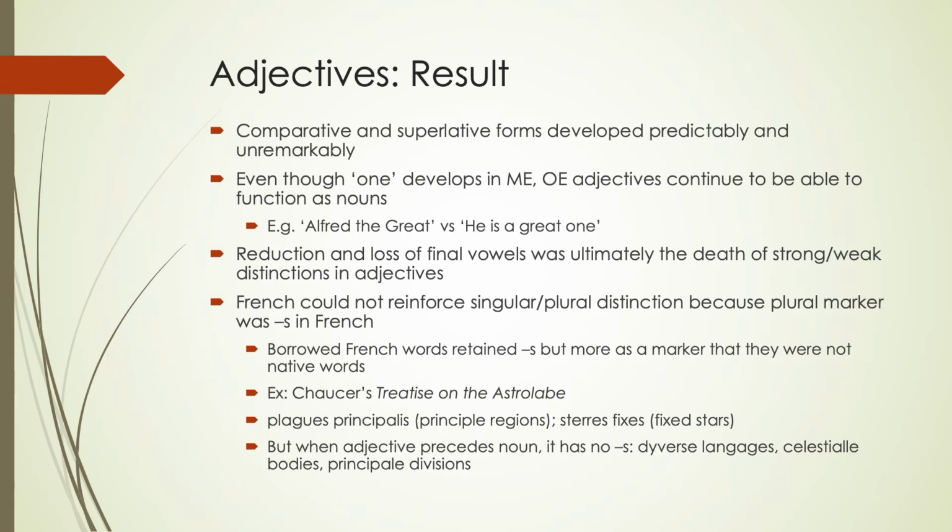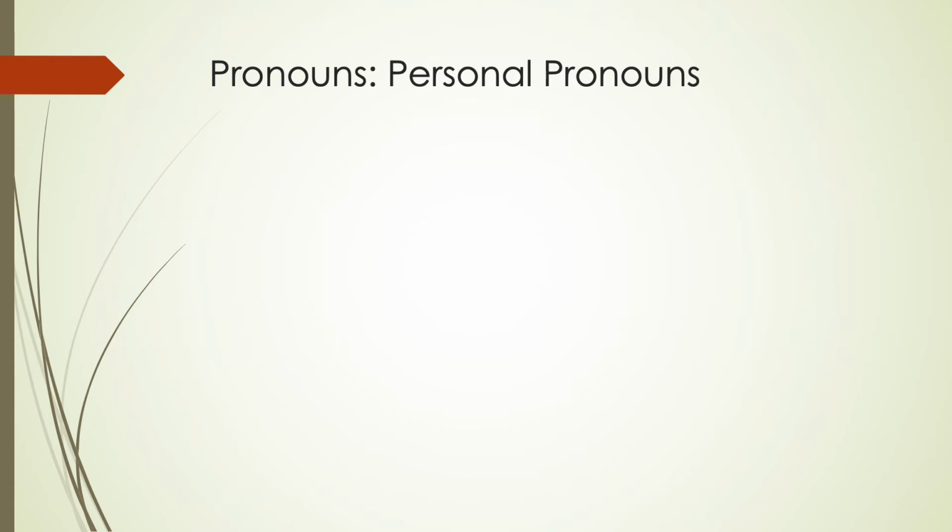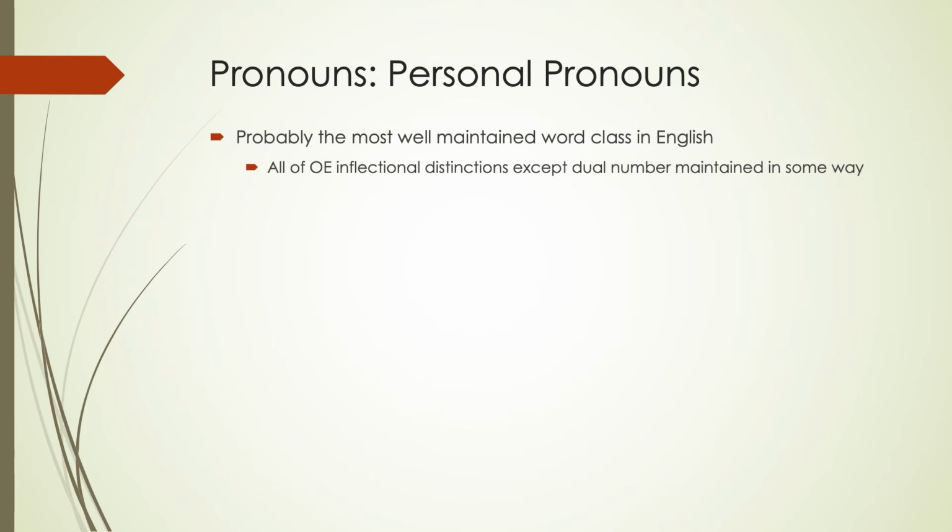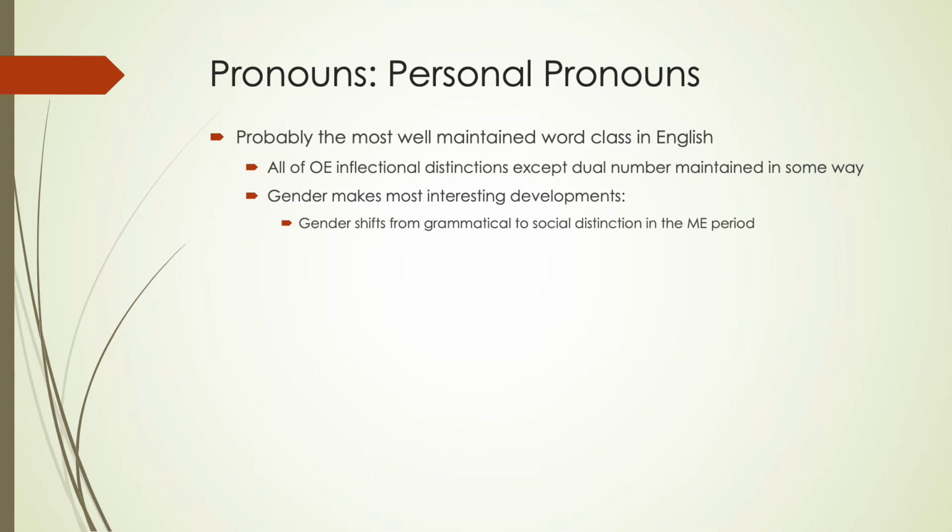One of the only word classes that still maintained a lot of its distinctions from Old English would be pronouns, and especially personal pronouns. This would be the most well-maintained word class that we still see. Almost all of the Old English inflectional distinctions remain except for dual number, and so we still see some gender changes as well. So gender is starting to shift from being grammatical, because Old English had nouns that were grammatically gendered and everything had a particular gendered pronoun, and we see this turning into a social distinction in the Middle English time period. So we see a maintenance in gender in third person singular, something we still see today with things like he, she, it, they.